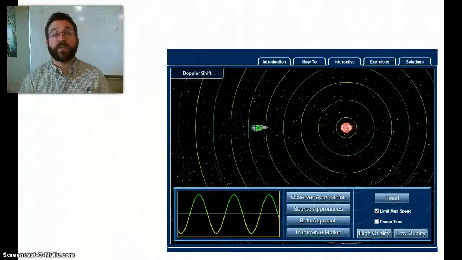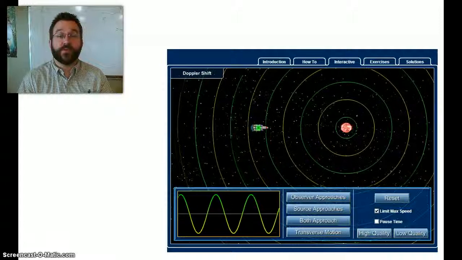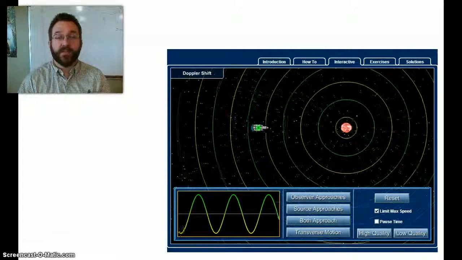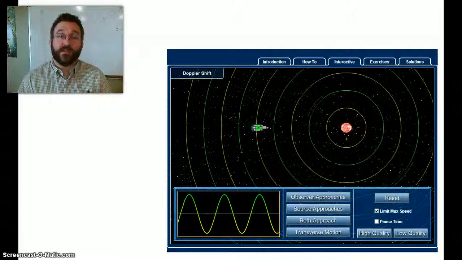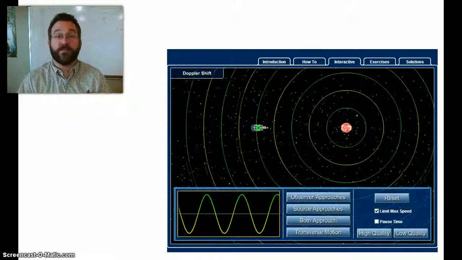Hi kids, today we're talking about the Doppler effect. The Doppler effect is a change in waves produced by a moving object. You'll see in this little simulation from McGraw-Hill that there's a sun that's giving off waves. Maybe those are light or X-rays or gamma rays, one of our parts of the electromagnetic spectrum in any event.